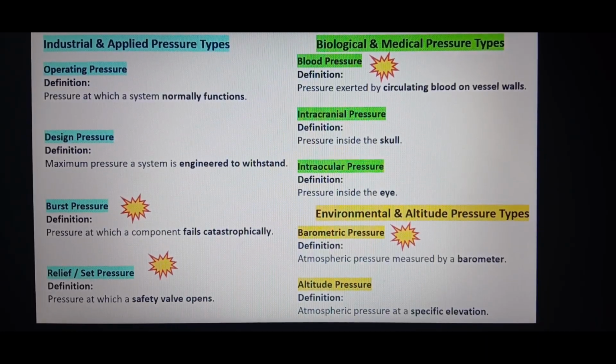It's different to the burst pressure. The burst pressure, once it blows off, you can't pressurize the vessel anymore because there's like a big hole in it. You can say the pipe is open.